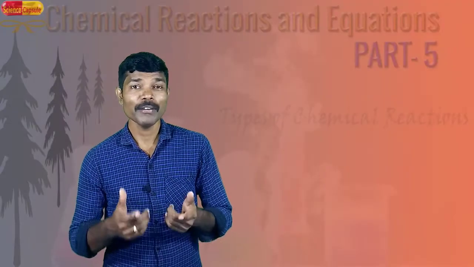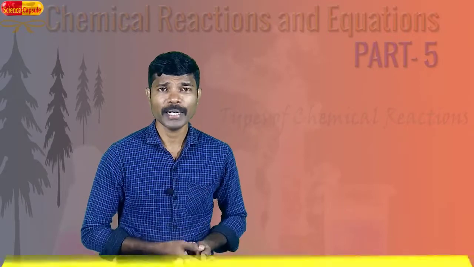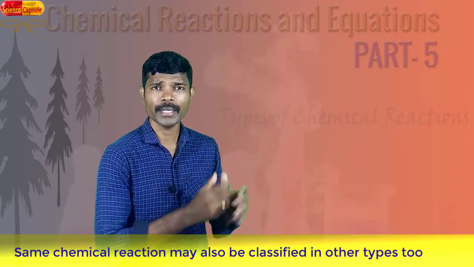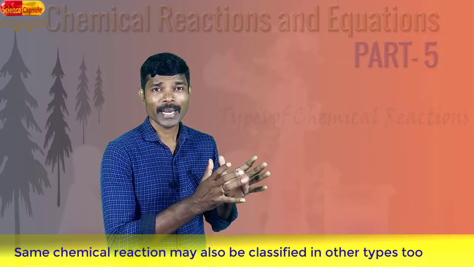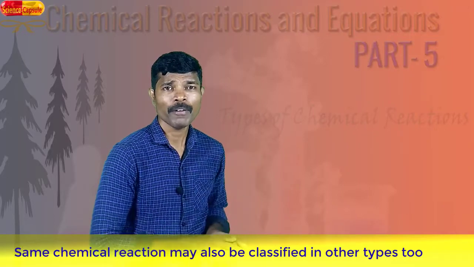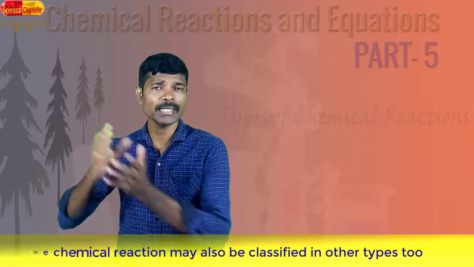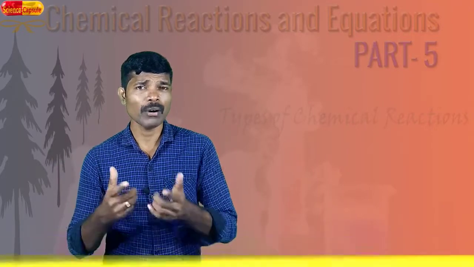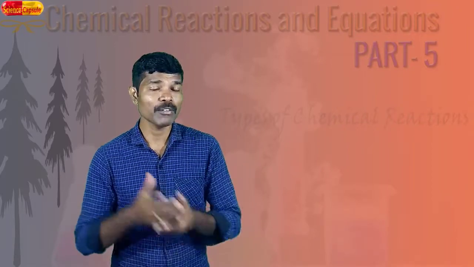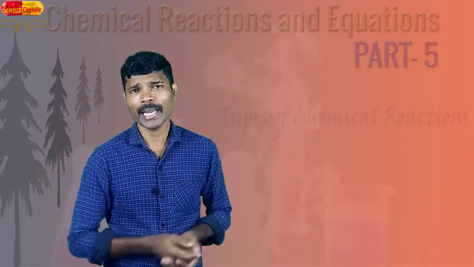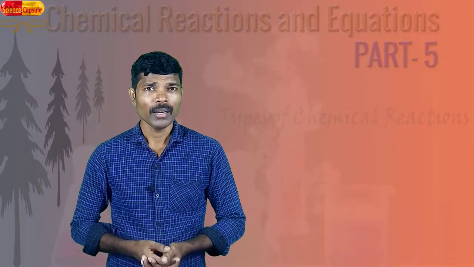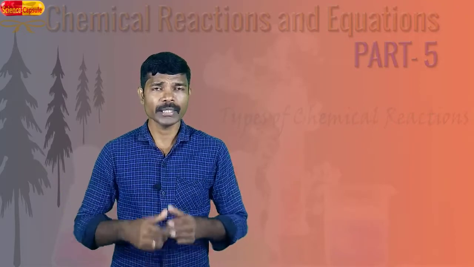Dear students, whenever we classify different types of chemical reactions, we cannot limit chemical reactions and put them in one category. One chemical reaction, or the examples which we have taken for one type of chemical reaction, may also exist in some other type. For example, in combination reaction we have taken magnesium ribbon when burnt in air gives magnesium oxide. The same chemical reaction can also be taken in some other types. In the later section we will discuss all those things.